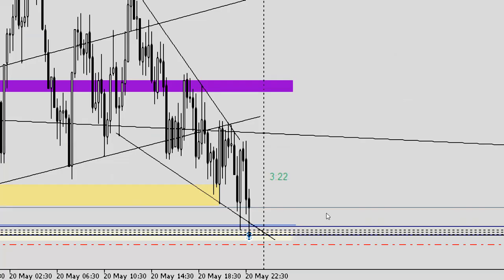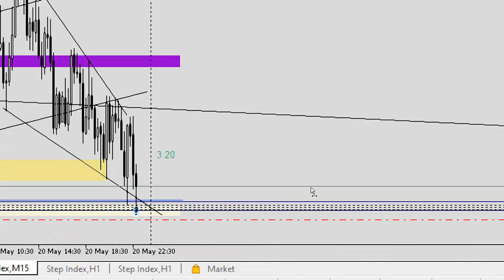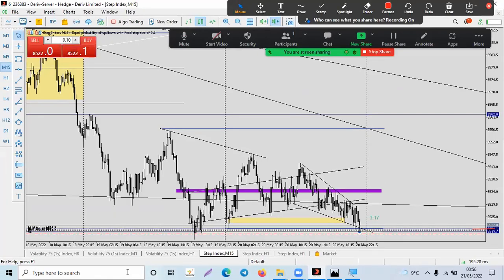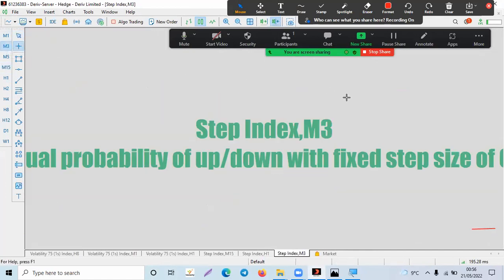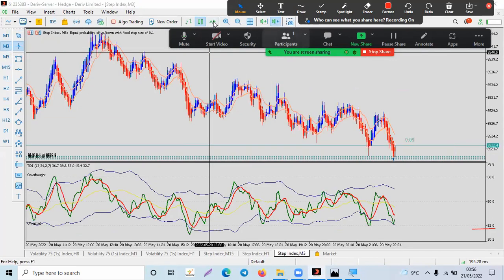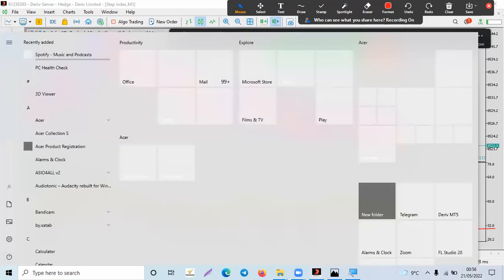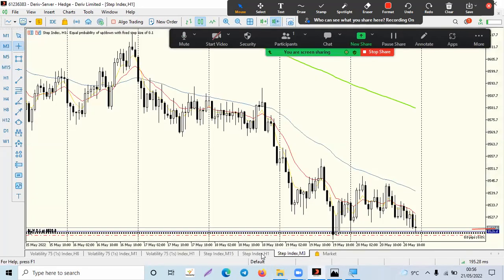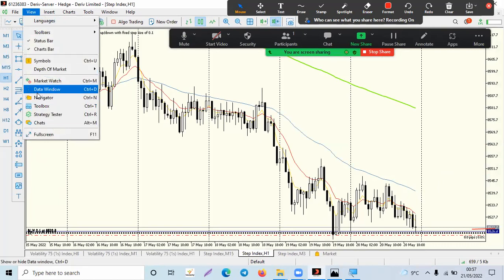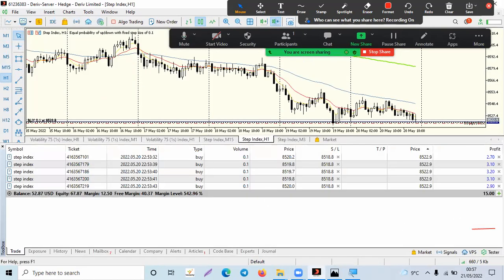Look at the entry. Look, man, that's quite a good entry. Hey, man, we are gonna kill. Look, we are gonna cross those moving averages. Look, $15. Who can give you such an amount? Never.